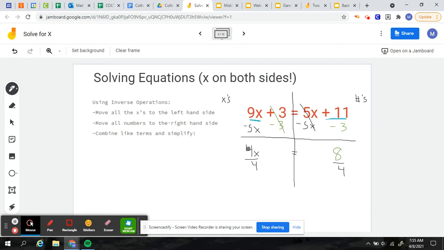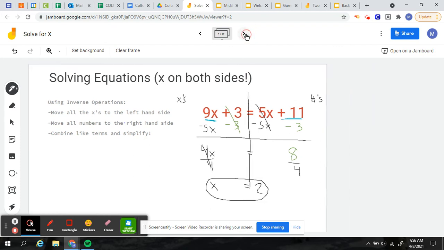On the left-hand side, 4 over 4 can go away. That just equals 1. So we get x by itself. Remember, that is what we wanted. And then on the right, 8 divided by 4 is 2. So your final answer is x equals 2. All right, so it's very similar to what we were just doing. It's just an extra step of having to move multiple things to opposite sides.